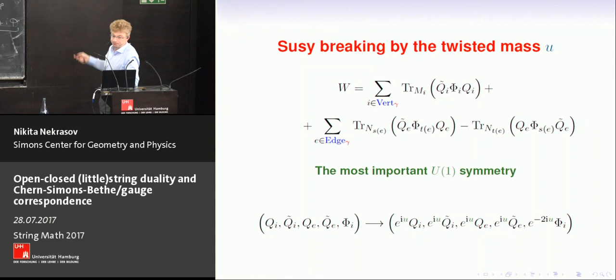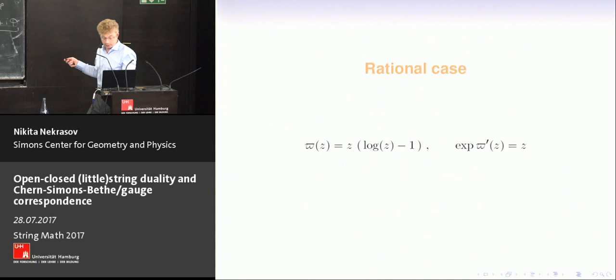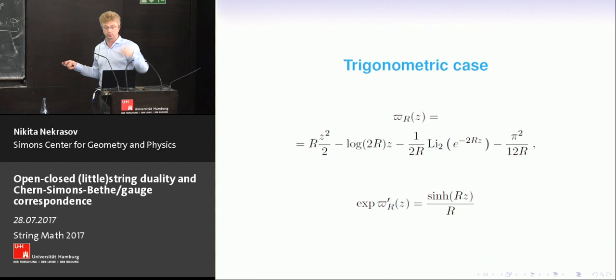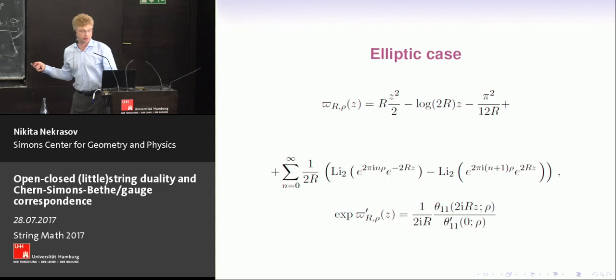And now, for generic values of twisted masses, you can integrate out the matter fields, and end up with the effective twisted superpotential, which has this form. So, with this function varpi, it's a kind of elementary function, which in the rational case, which is the two-dimensional case, has this form. It's the antiderivative of the logarithm. If you go to three dimensions, so add a circle to your theory, it will become essentially a dilogarithm. And if you add two circles, it will be an infinite sum of dilogarithms. You might call it an elliptic dilogarithm.